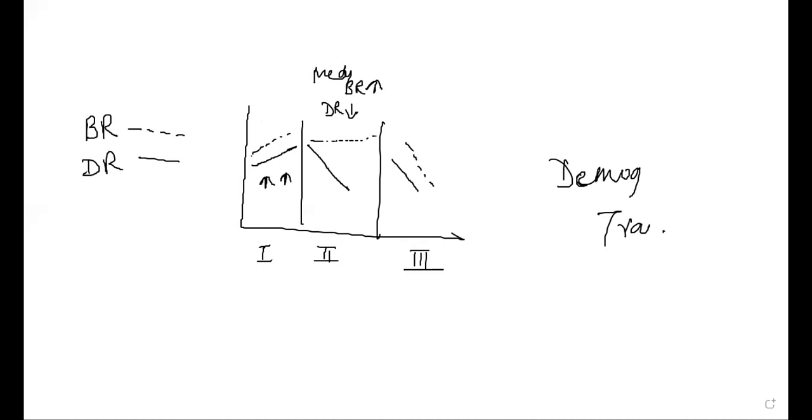Ma'am, birth rate increases due to. No. You have to explain to me. In demographic transition, we have three stages. First, second, third. In first stage, this happens. In second stage, this. And in third, this. And the reasons.